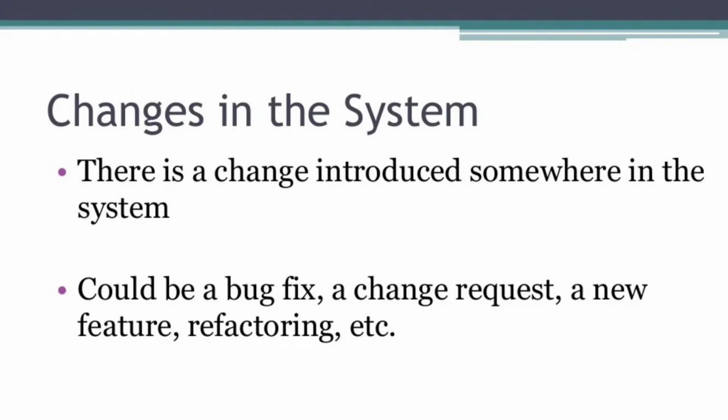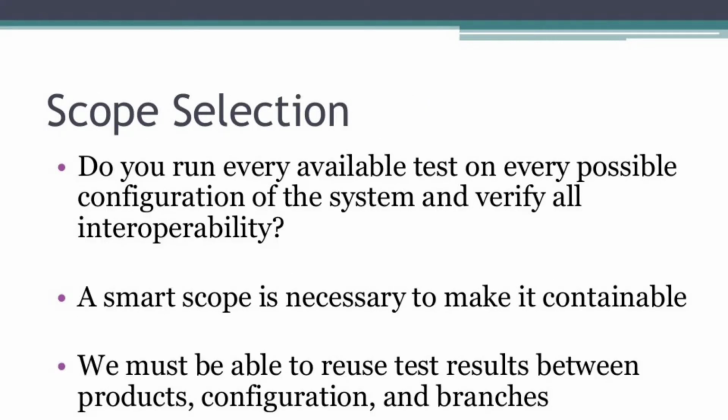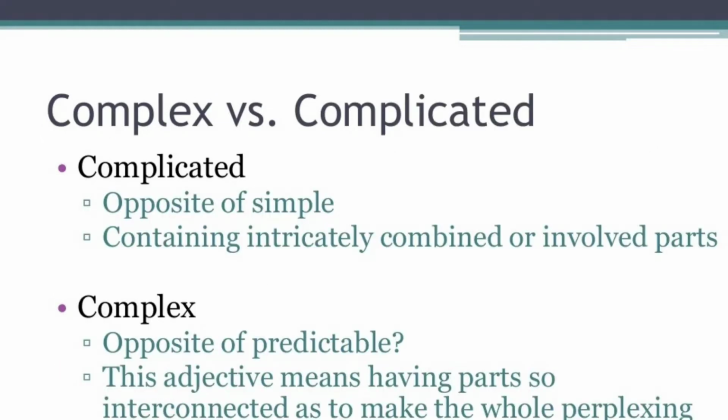Changes in the system. There are changes introduced somewhere in the system. Could be a bug fix, a change request, a new feature, refactoring, etc. Scope selection. Do you run every available test on every possible configuration of the system and verify all interoperability? A smart scope is necessary to make it containable. We must be able to reuse test results between products, configurations, and branches.